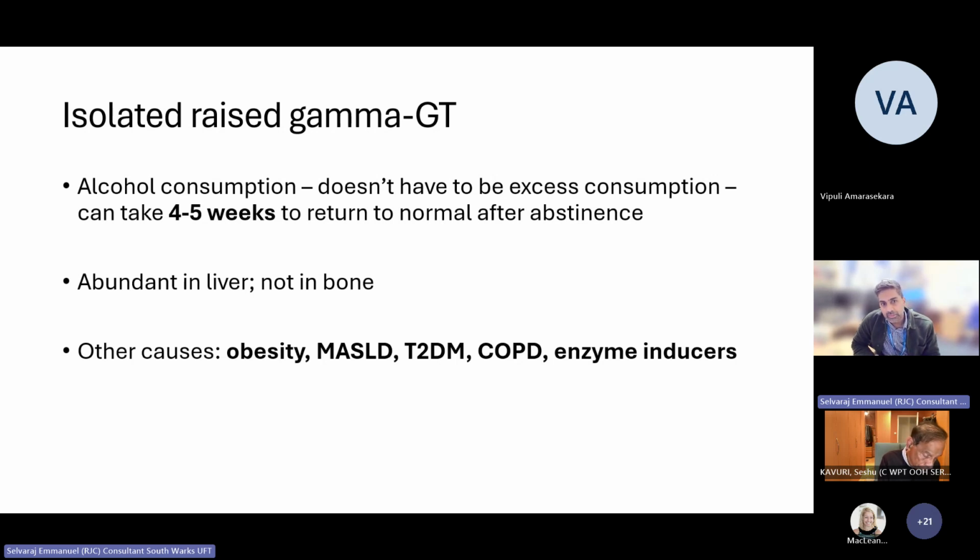But remember, gamma GT is abundant in the liver, it's not in the bone. So if you have an isolated ALP rise, that's where gamma GT is quite helpful to know whether the ALP is coming from the liver or from the bone. But I've listed some other causes why a gamma GT will be up there. So we see a lot in patients who have fatty liver and are obese, where their gamma GT is raised and they swear by the fact that they don't drink any alcohol. And interestingly, in type 2 diabetes and patients with COPD and those who are on enzyme inducers like phenytoin and carbamazepine, we see a modest elevation in gamma GT as well. So it's important to bear in mind that it's not just alcohol.